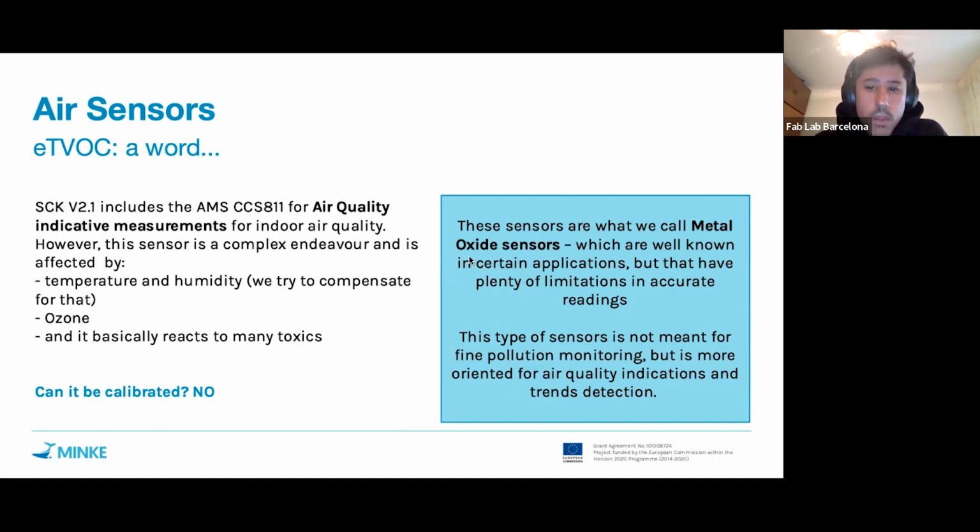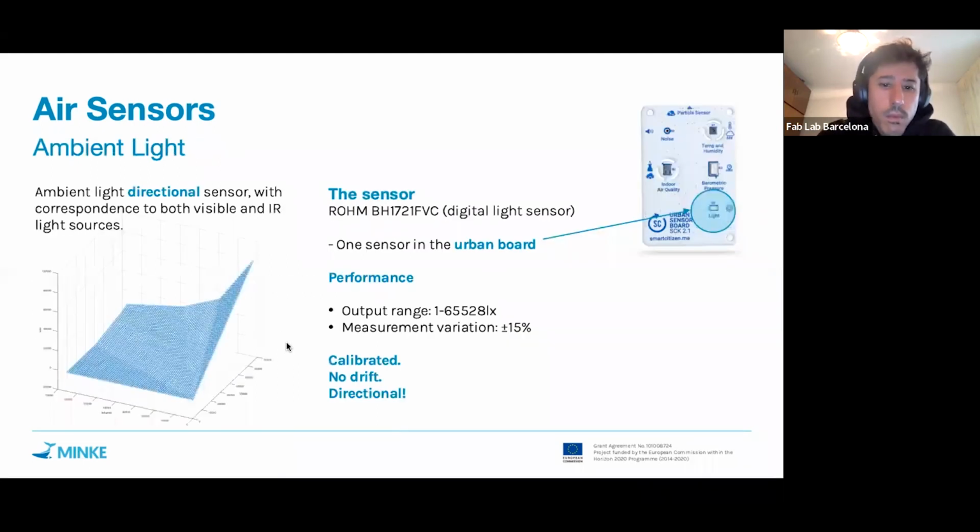So it is able to obtain trends and provide air quality indicators, but as of the current state of the art, it shouldn't be used for fine pollution monitoring. And this question is probably too direct, but we don't think that they can be calibrated reliably for the long term, and other types of technology should be used in case you want to measure these particular pollutants.